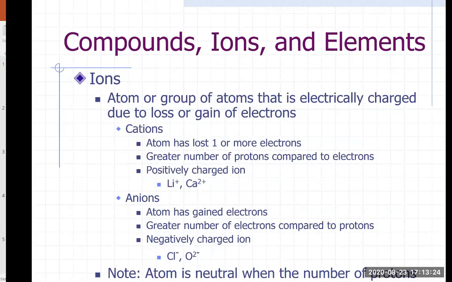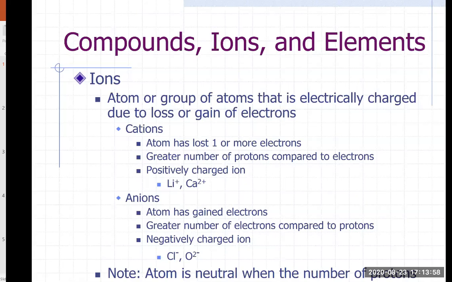Ions are an atom or a group of atoms that is electrically charged because it has lost or gained electrons. Now, atoms have protons, which are positively charged, and electrons, which are negatively charged. But the protons, unless you're discussing nuclear chemistry, which we don't discuss in this class, remain in the nucleus. What we lose or gain is the negative charges, the electrons, and we designate protons with a positive charge.